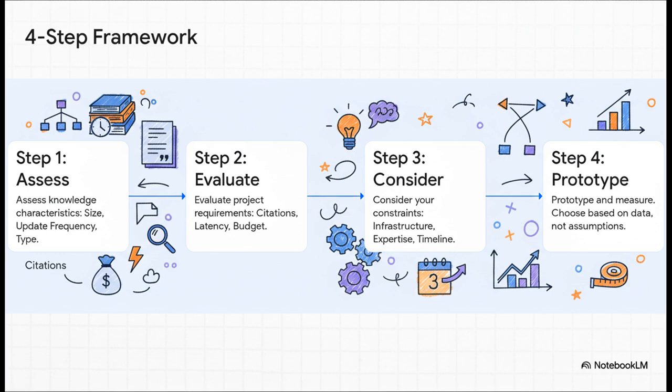Step 3, you gotta be honest about your constraints. Do you have the infrastructure for something like a vector database? Do you have the right people on your team? What's your timeline? And finally, and this might be the most important step, number 4, prototype and measure. Build the simplest possible version, test it, and let the actual data, not just your gut feeling, tell you which path is the right one.